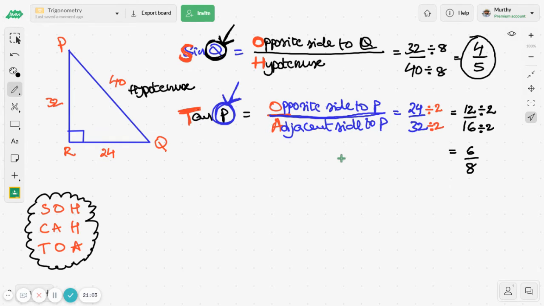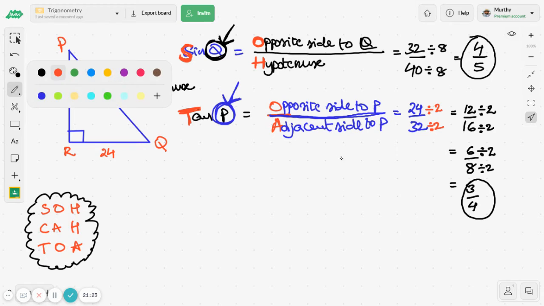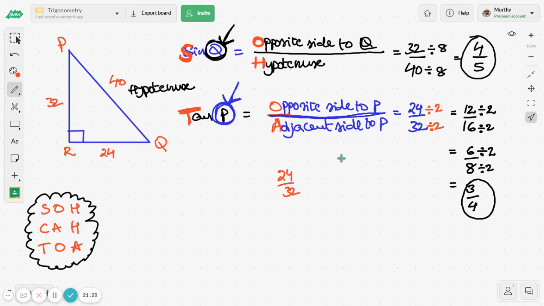Can I divide 6 and 8 by any value? Yes. Oh my gosh, I have to keep going several times. What is 6 divided by 2? That gives me 3. And 8 divided by 2 is 4. Or else, if you know with what number you have to divide, like 24 over 32, I can divide both the values by 8. 8 threes are 24, 8 fours are 32, you'll end up with the same answer.